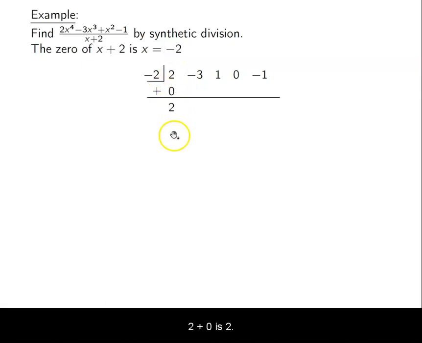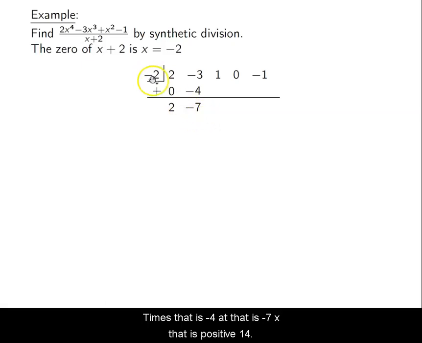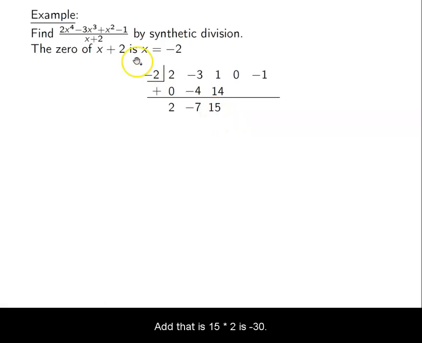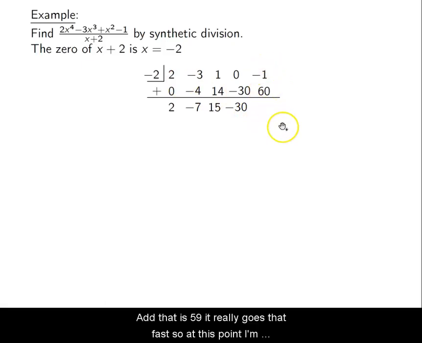2 plus 0 is 2. Times that is -4. Add that is -7. Multiply that is positive 14. Add that is 15. Multiply that is -30. Add that is -30. Multiply that is 60. Add that is 59. It really goes that fast.